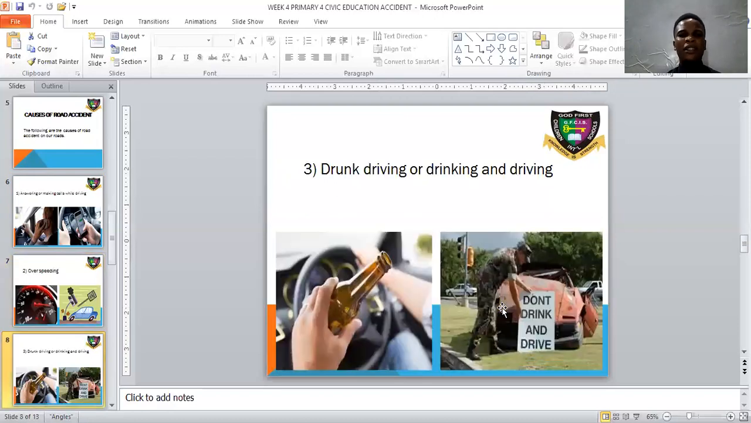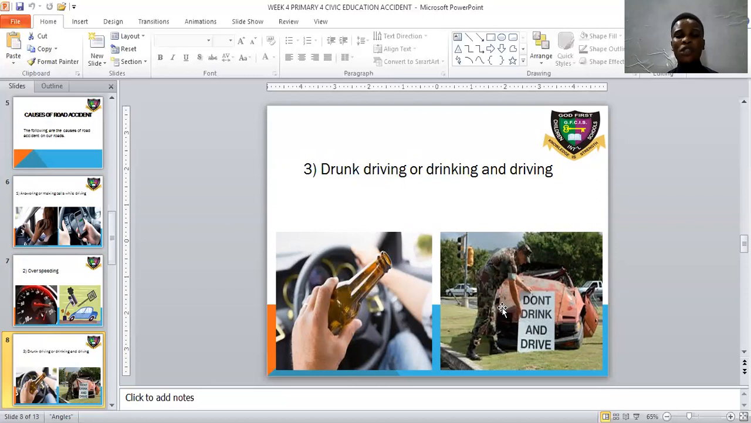Another one, the third one, is drunk driving or drinking and driving. This is very, very, very dangerous. You don't try this. How can you be driving and you be drinking? You are driving and you are holding Goldberg, you are driving, you are holding Chelsea. It is very, very prohibited.